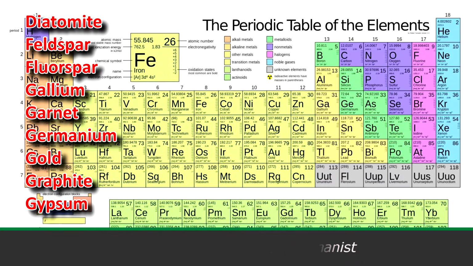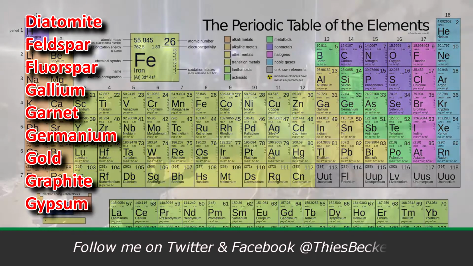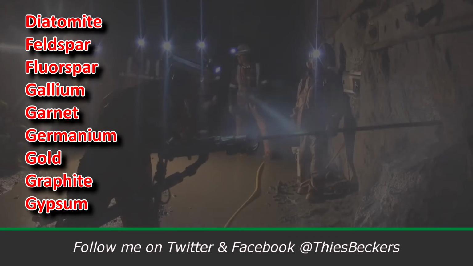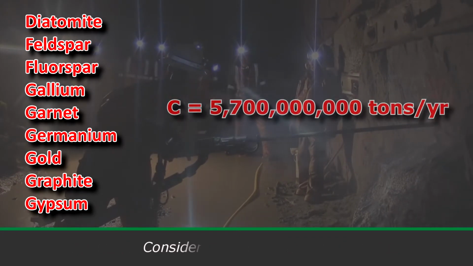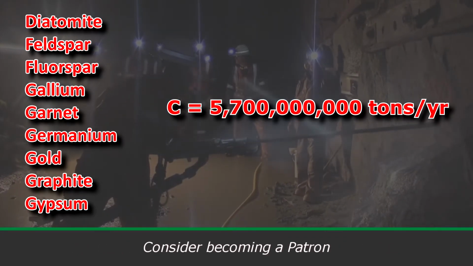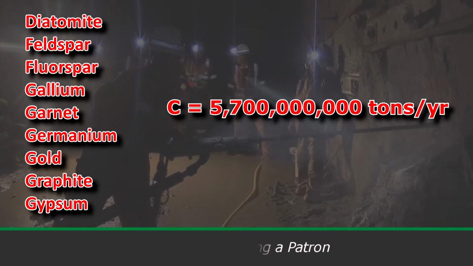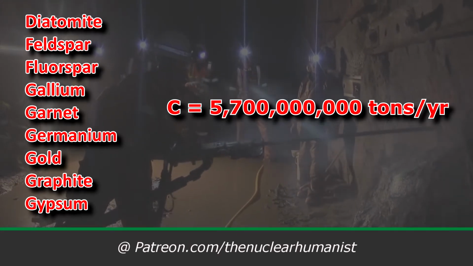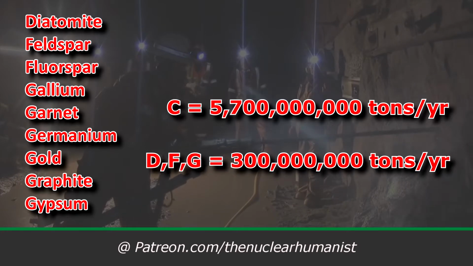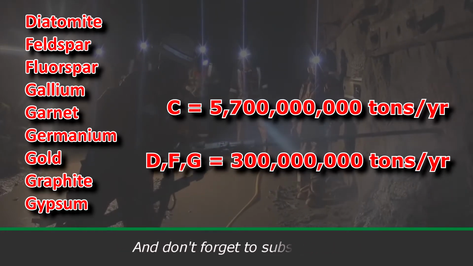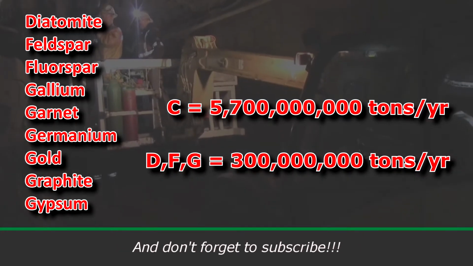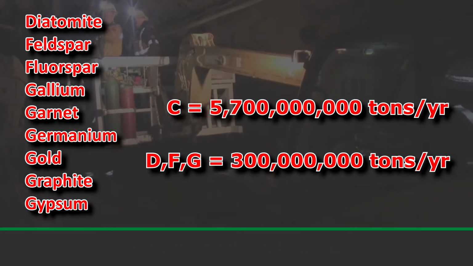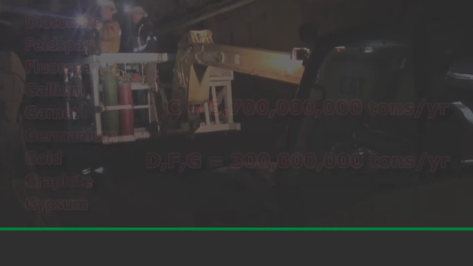Even if we combine all of these together, they don't hold a candle to the sheer volume of production in the category C. In C, a gargantuan 5.7 billion tons of materials were produced in 2017, whereas D, F, and G combined barely reach 300 million tons per year, and that's roughly 5% of the big C. Let's see what all this stuff is about.